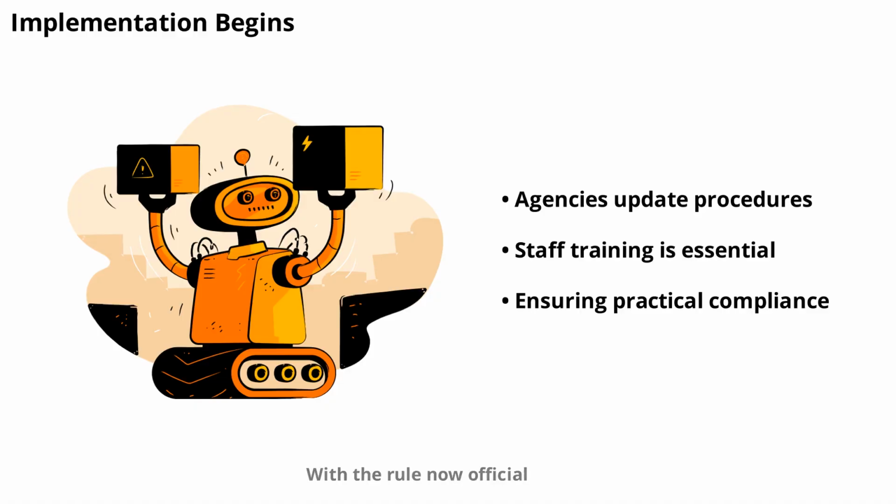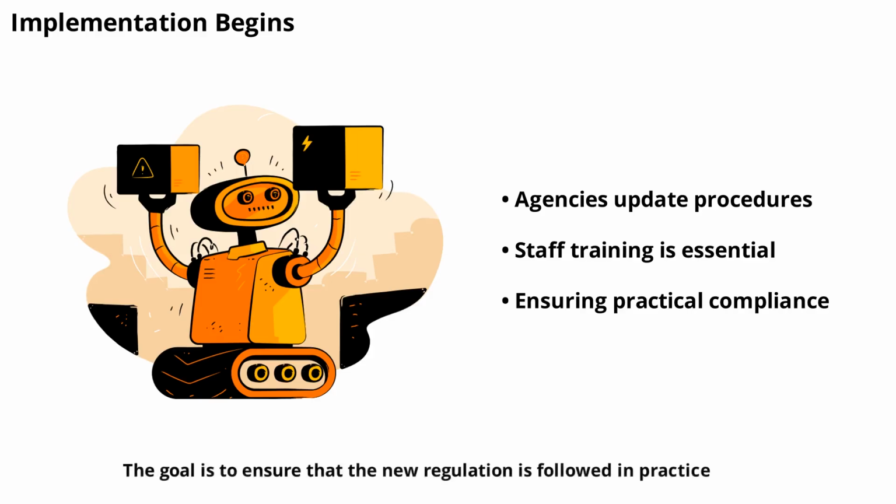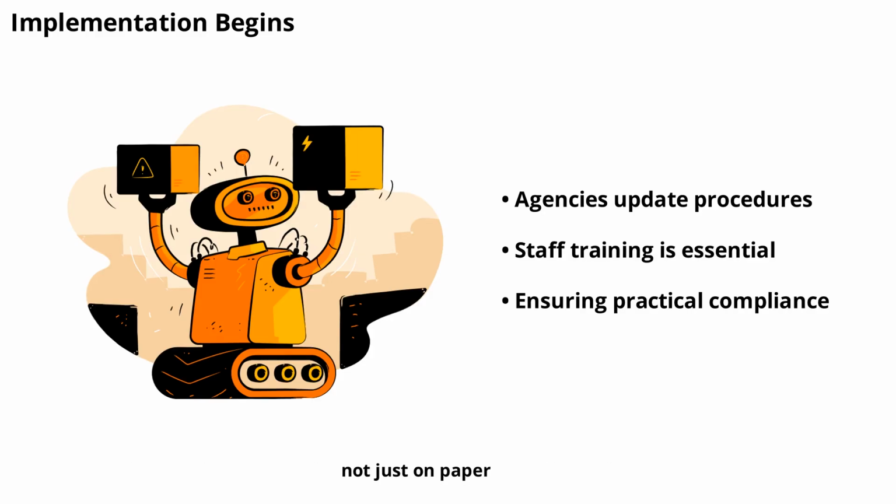With the rule now official, government agencies begin the process of implementation. This involves updating procedures, training staff, and sometimes creating new departments or systems. Implementation can be straightforward or complex, depending on the nature of the rule. The goal is to ensure that the new regulation is followed in practice, not just on paper.